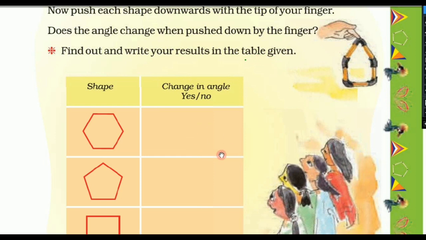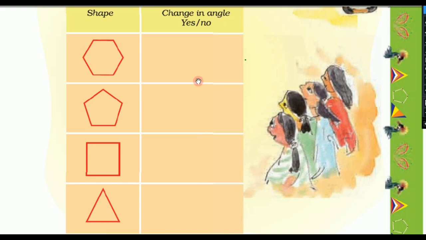So here we have to write the answer of this question. Does the angle change when pushed down by the finger? Shapes are given here, and here change in angle, say yes or no. So you have to write the answer in yes or no. The hexagon changes, yes. Pentagon changes, yes. Rectangle, square changes, yes. Triangle changes, no.